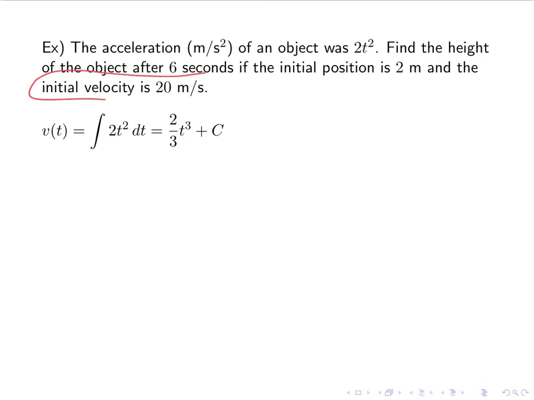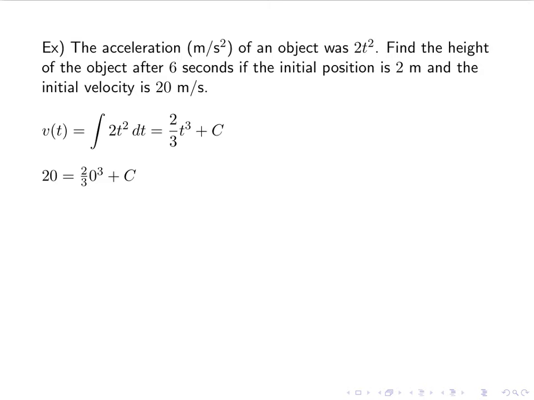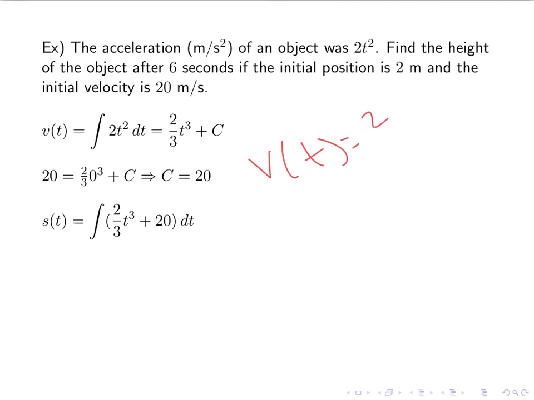And then I have my initial velocity is 20 meters per second. So initial means start, and start means t is 0. So every time you see initial, that means t is 0. So 20, the velocity, equals 2/3 times 0 cubed plus c. So c is 20. So my velocity function is 2/3 t cubed plus 20.